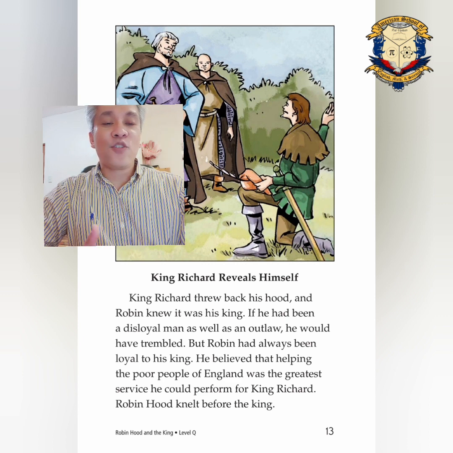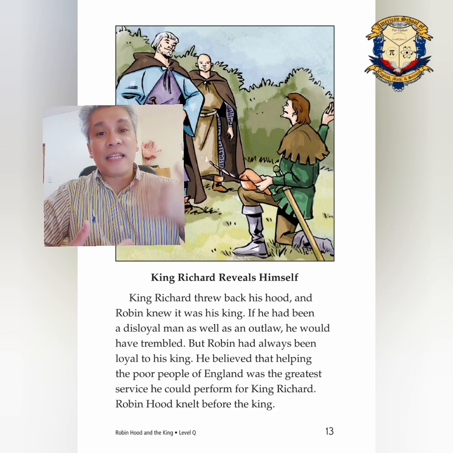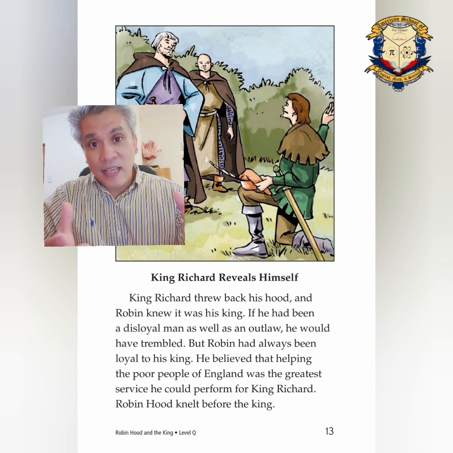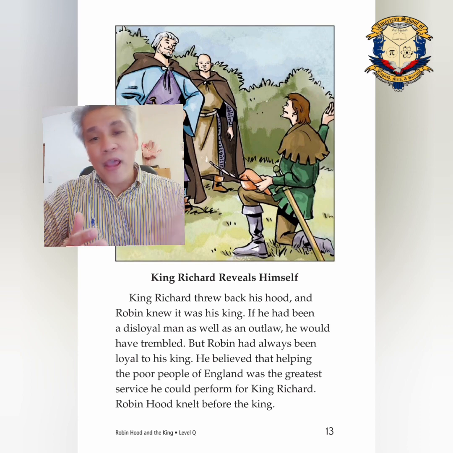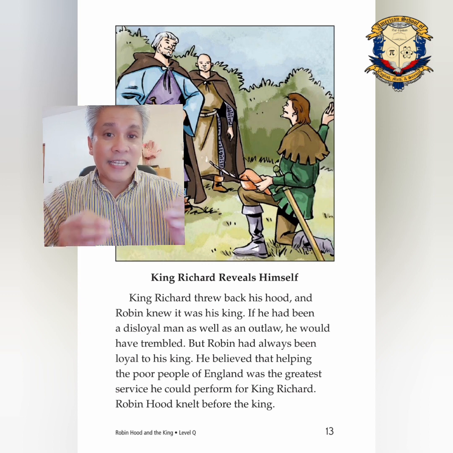And then you can ask why Robin Hood kneeled and submitted himself to the king, because he could have just easily either ran away or perhaps even injured the king. But he didn't. He kneeled down.